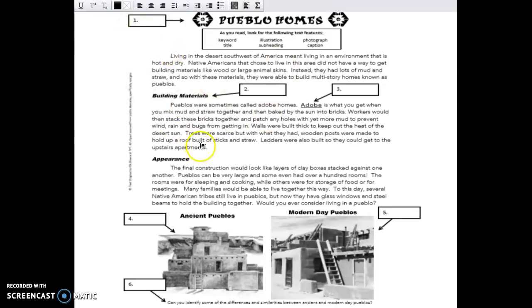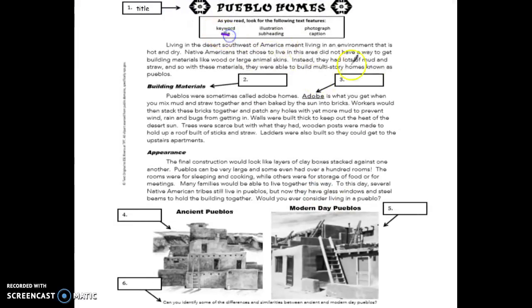So as we look at the features in this article, let's go ahead and label them. See if we can correctly label the different text features. We know up here on top, these big bold words at the top are the title. That helps the reader know the topic or what the story is going to be about. So, Pueblo Homes, I already immediately know this is going to be an article about Pueblo Homes. I'm going to learn information or figure something out about Pueblo Homes as I read through this. So I'm going to go and take that one off.